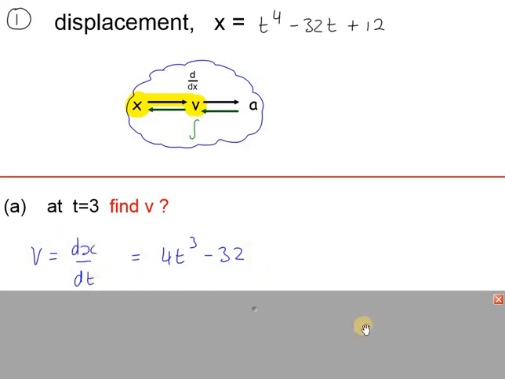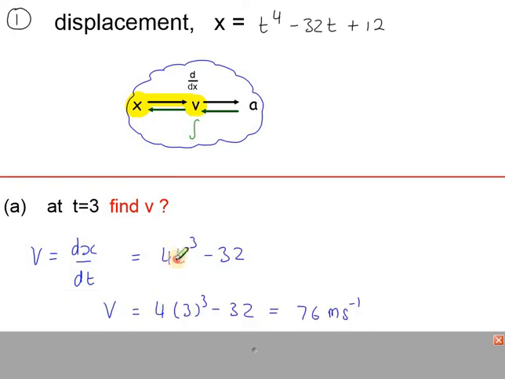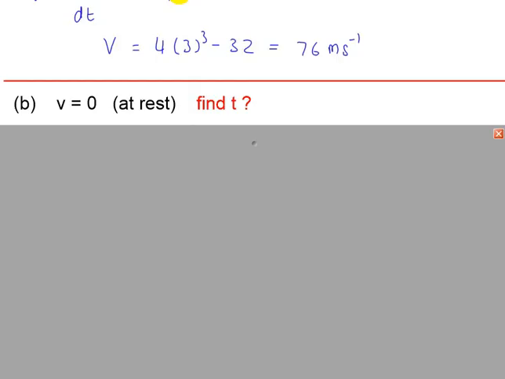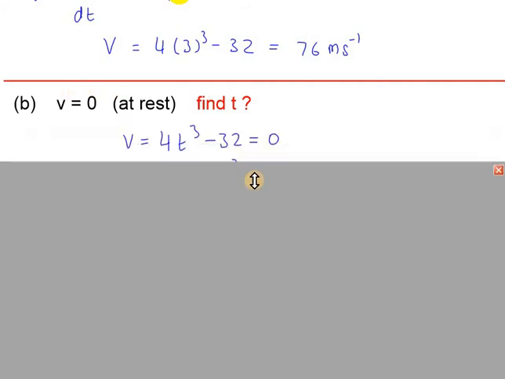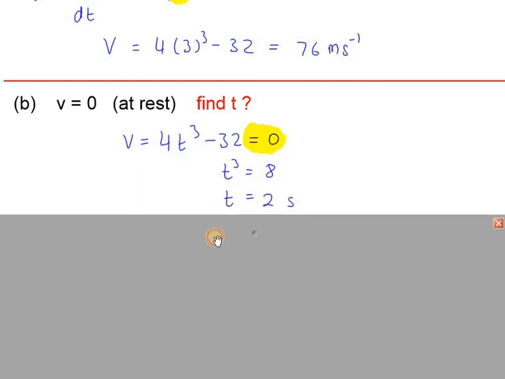Okay, so we differentiate dx/dt. This is now the velocity function, and then we substitute in t equals 3, so the velocity is 76 meters per second at t equals 3. At what time will the object come to rest? So when is the velocity equal to 0? We have our velocity function, and we know it's 0 for rest. We solve, t is equal to 2 seconds.